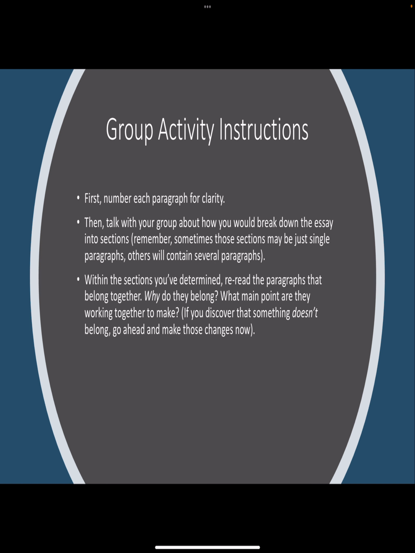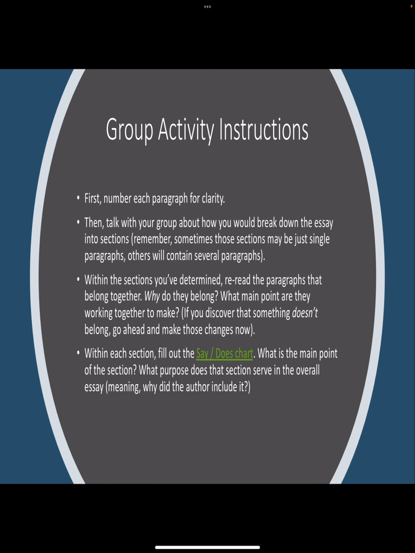Once you've determined those sections, reread the paragraphs and think about why they belong together. What is the main point that they're trying to make? And if at some point during the process you find that you've grouped the paragraphs incorrectly, right, you start to rethink, try to go ahead and reorganize. And then within each section, fill out the say-does chart, and we're going to look at that in class. But it's going to ask you the difference between what the paragraphs are, right? Which ones go together into sections versus why, and what the purpose is, what the author is achieving.